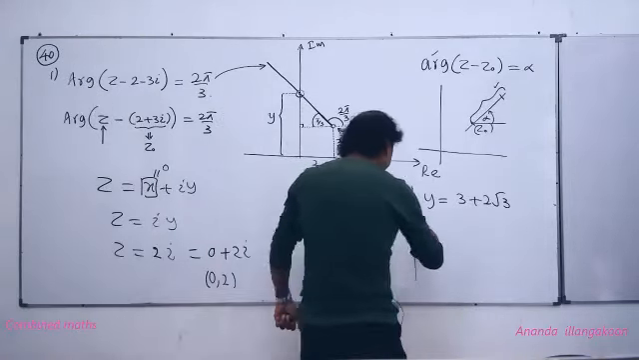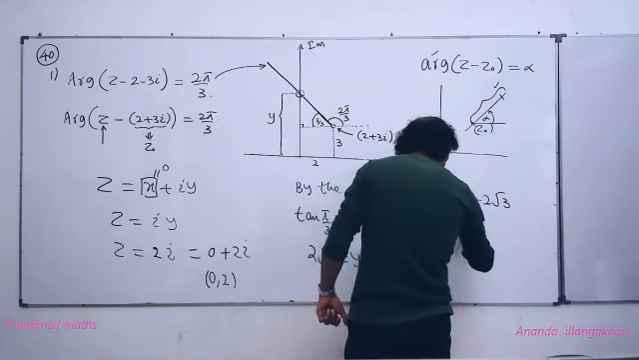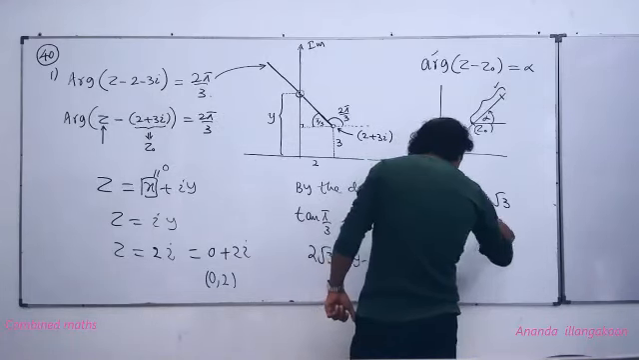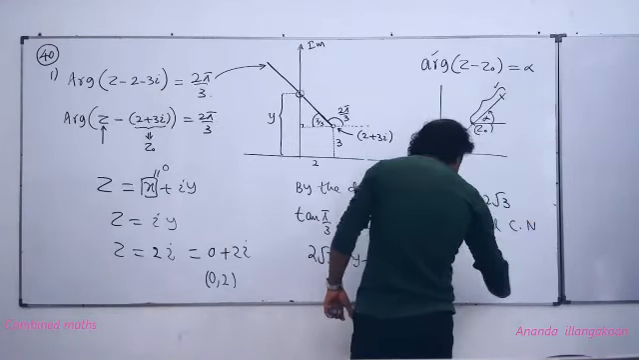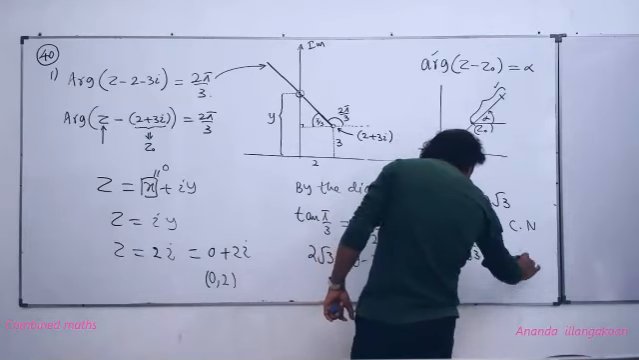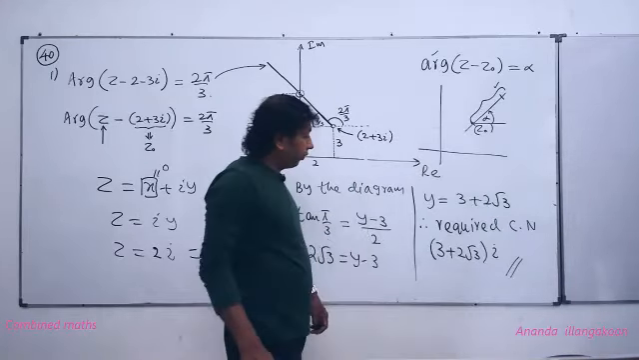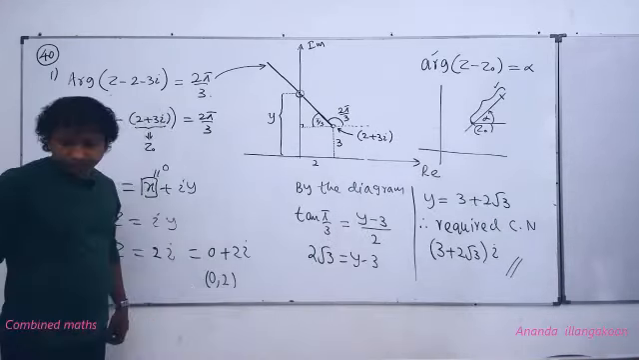Therefore, the required complex number is 3 plus 2 root 3 i. That's how we take the task. Right.